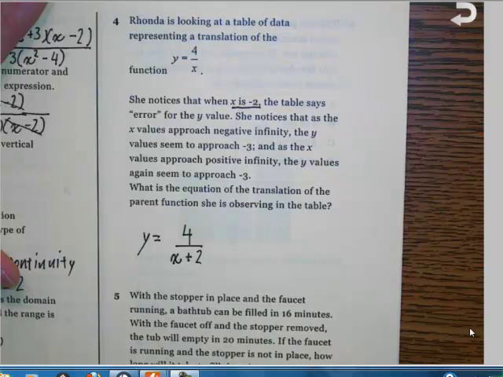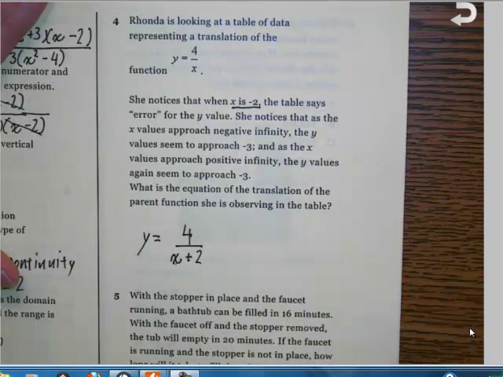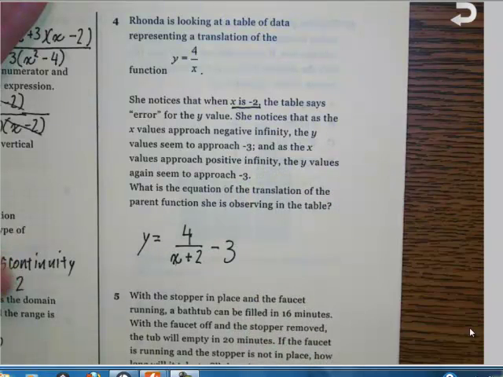Also, we remember that if you're inside the denominator, you lie. Now, she also notices that as the x value approaches -infinity, the y value seems to approach 3, and she notices that the y value approaches positive infinity, the y value seems to approach -3. Well, in this case, the degree of the numerator is less than the degree of the denominator. That means the horizontal asymptote should be 0, except you have a -3 translation. And that is how you get that one.